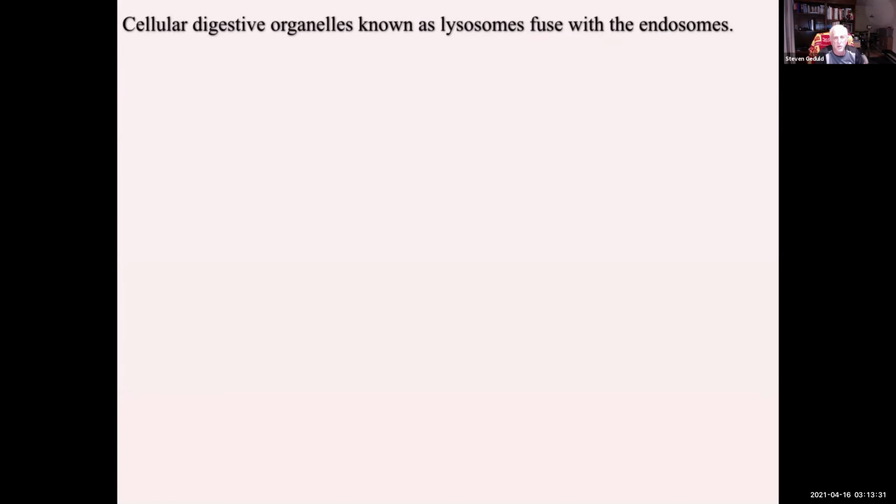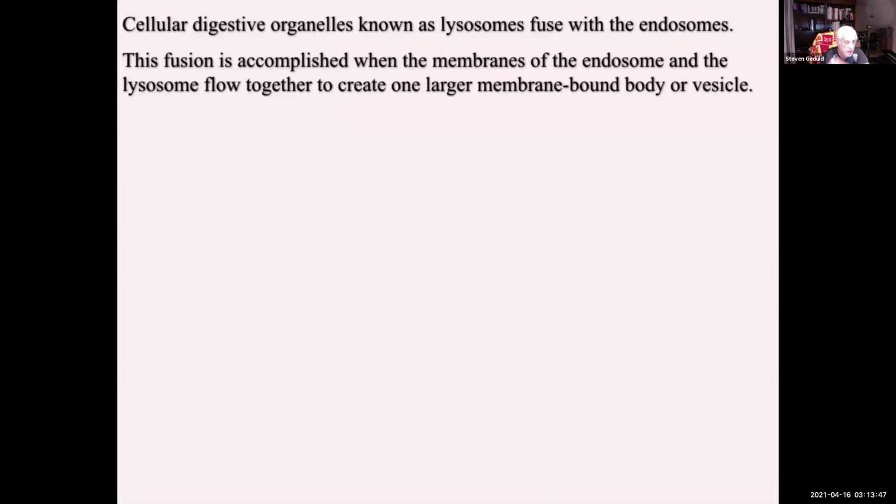Next come the cellular digestive organs known as lysosomes. We talked about lysosomes, and they fuse with endosomes. Lysosomes contain materials that break down other types of cell material, and it's going to break down the cholesterol. The fusion is accomplished when the membranes of the endosome and the lysosome flow together to create one large membrane-bound vesicle. So the lysosome and the endosome fuse with the endocytosis vesicle that was formed, and create one large membrane-bound vesicle.